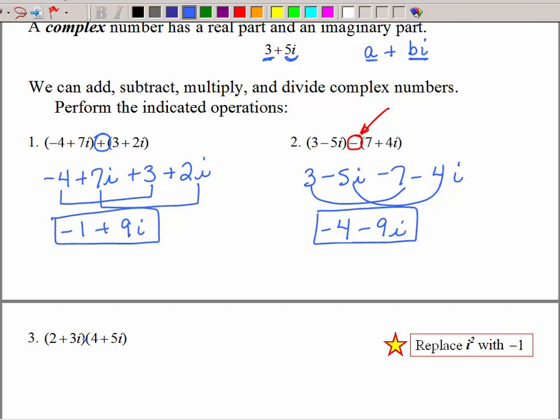Now look at this third example. What's between those parentheses? Nothing. So this means to multiply. But here, that means to add, and here, this means to subtract. So on the next test that you take with complex numbers, don't be so quick. Look and see what's between those parentheses. Are you adding? Are you subtracting? Are you multiplying?